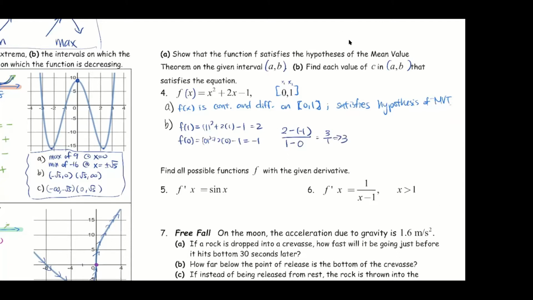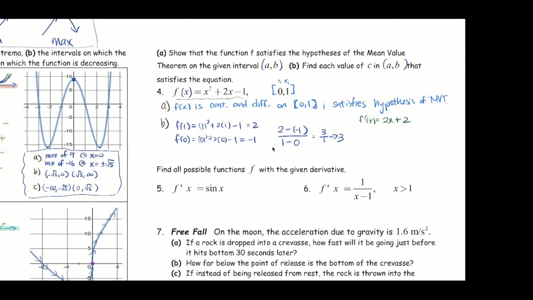Isn't f of 1, 1? f of 1, 1... 3. 3 minus 1. Okay, all right. Good. We got that cleared up. So you got your average slope to be 3. Now your next part is to find your derivative. So take your function, so f prime of x equals 2x plus 2. That's your f prime.